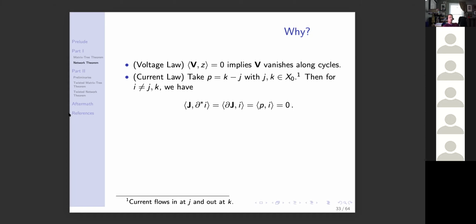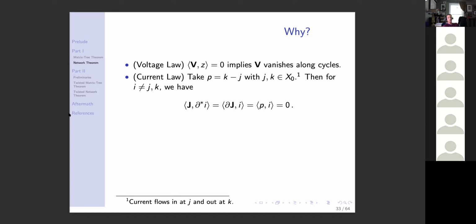for any vertex not equal to those two nodes, here's what's true. We can look at the inner product of J with the transpose, boundary star, applied to I, and by the formal properties of the adjoint or transpose, that's the same as the boundary of J applied to I. But the boundary of J is supposed to be P, and the inner product of P with I is the inner product of K minus J with I. But if I is neither K nor J, its inner product with P is 0.